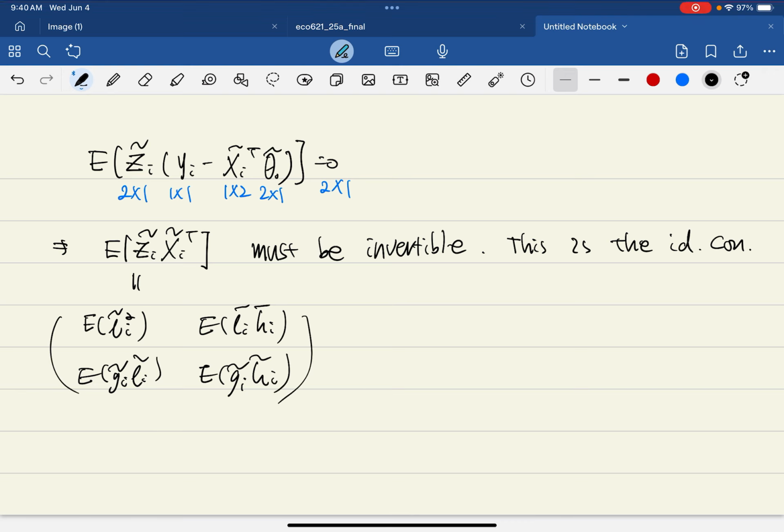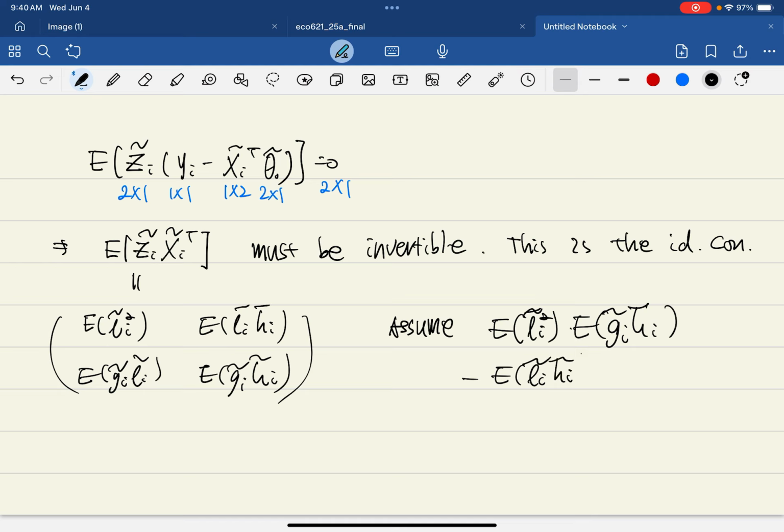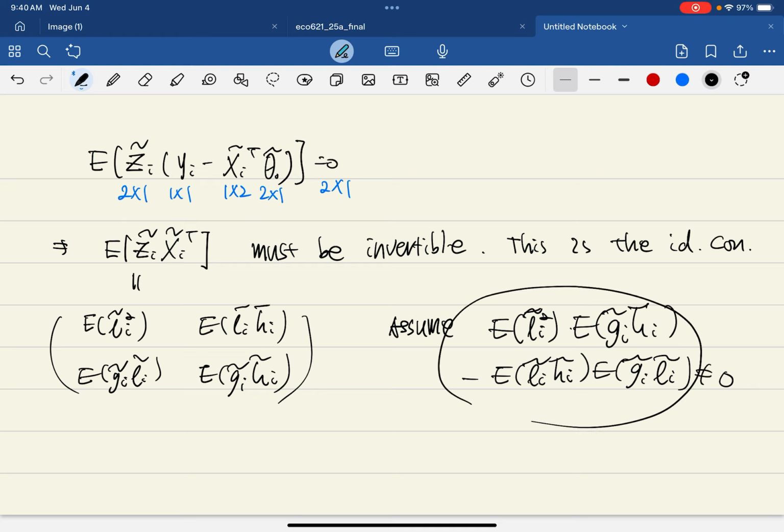So for this to be invertible, we need to assume that its determinant, which can be written as AD minus BC, that's how I memorized it, right? You know how to. This is the determinant. The determinant should not be 0. That is the condition for this matrix to be invertible.